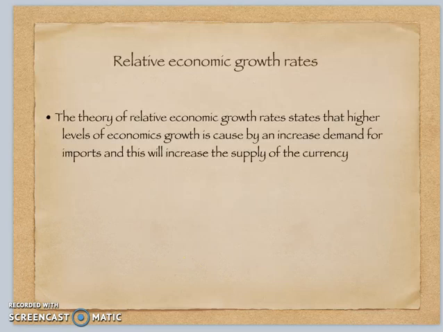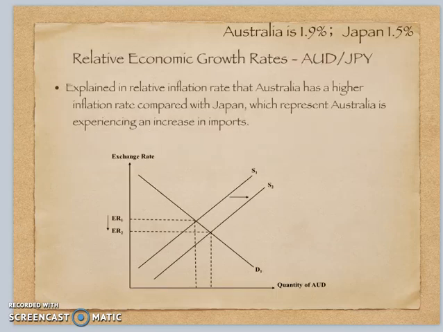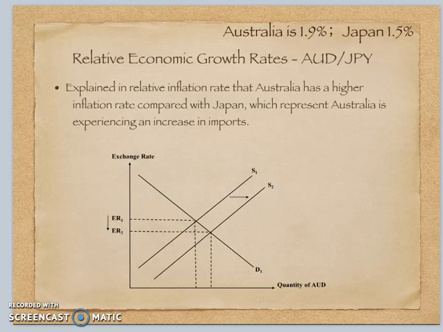The theory of relative economic growth rate states that a higher level of economic growth causes an increased demand for imports, and this will increase the supply of the currency. As explained in relative inflation rate, Australia has a higher inflation rate compared with Japan, which represents Australia is experiencing an increase in imports. It is indicated that the Australian dollar will increase in supply as the curve shifts right, S1 to S2. Interest rates will be decreased.